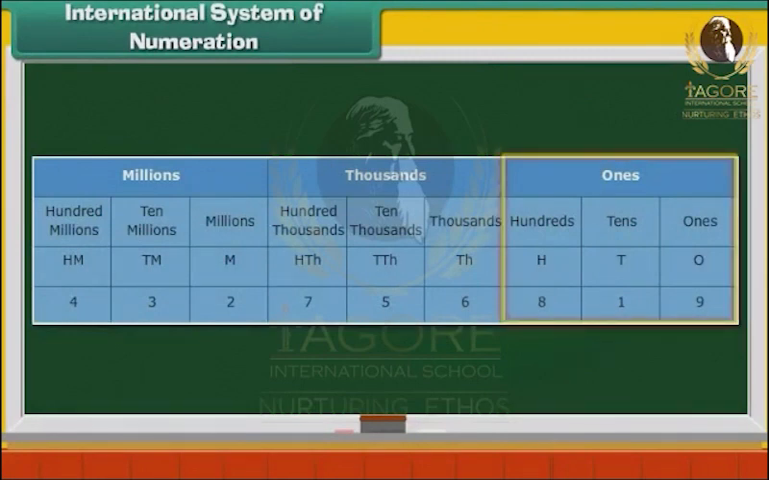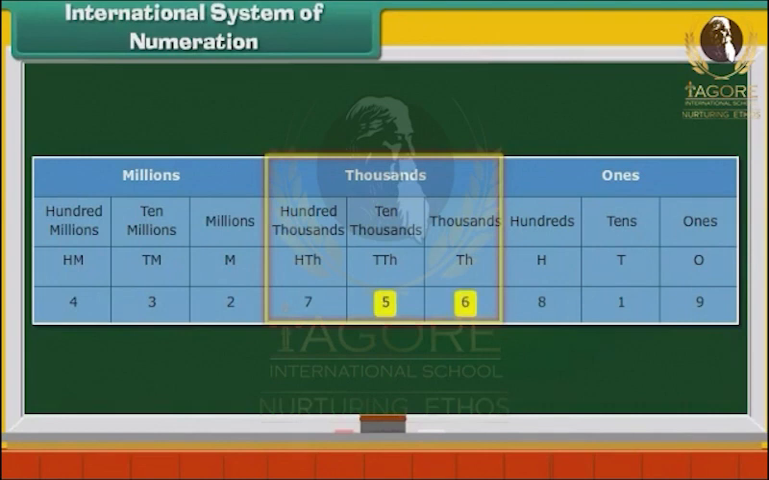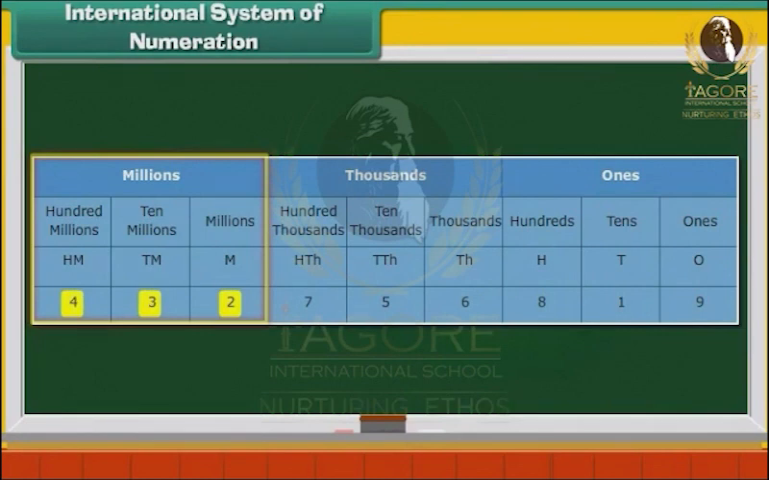Let us look at the International Place Value Chart in detail. The ones group has three digits, 9, 1 and 8. Each of these digits has a specific place. They are ones, tens and hundreds. Similarly, the thousands group has three digits, 6, 5 and 7. Their places are thousands, ten thousands and hundred thousands. The millions group has the three digits, 2, 3 and 4. Their places are millions, 10 millions and 100 millions.